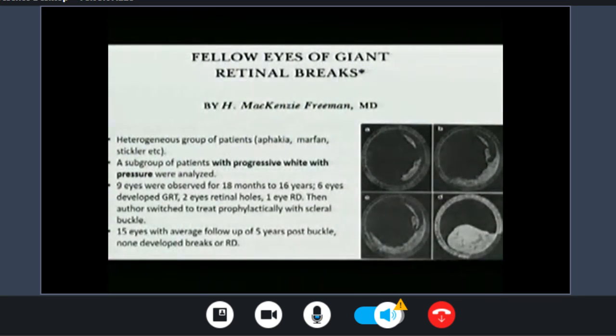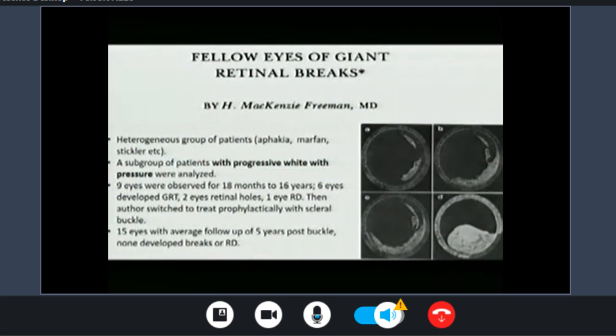So examining the literature, this is a study in 1978 and is the first and only paper that discussed prophylactic scleral buckles. It contained a heterogeneous group of patients: aphakia, Marfan, Stickler, not only Stickler patients.